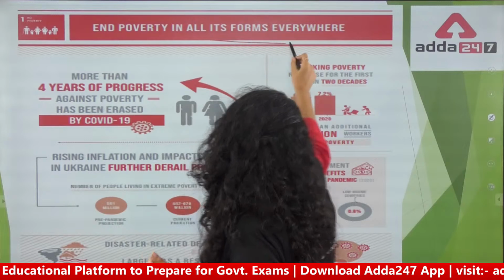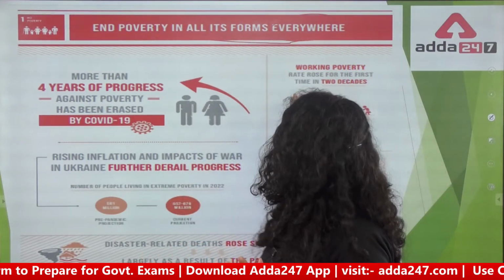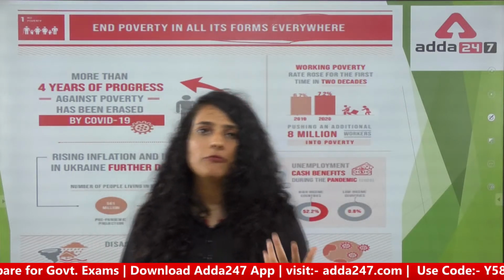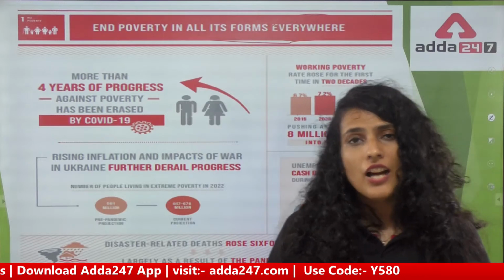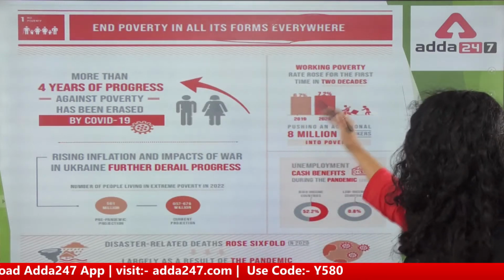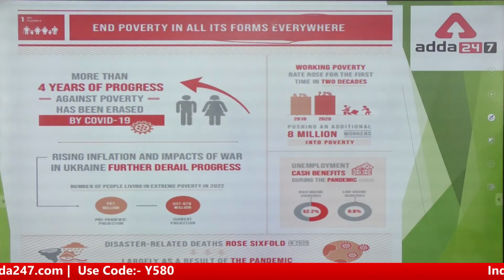End poverty in all its forms everywhere. सारे स्टेट से पॉवर्टी. Poverty in all the states means all the forms of poverty should be ended. सो बेसिकली हुआ क्या, रिपोर्ट के अकॉर्डिंग टू द सस्टेनेबल डेवलपमेंट, यू फर्स्ट हैव अ गुड लुक एट दिस चार्ट. Have a very good look at this chart. आप पढ़ लो.